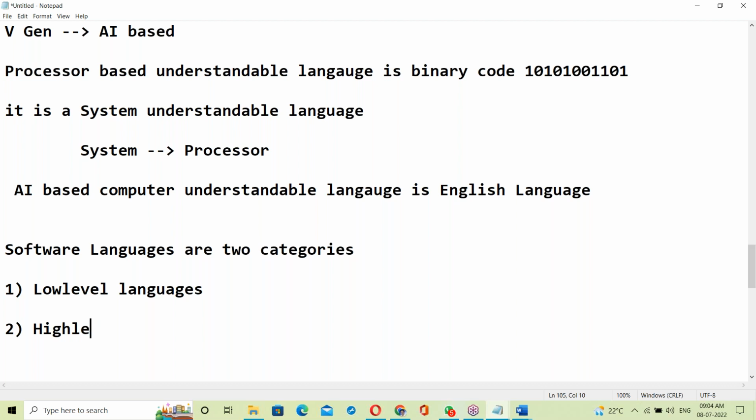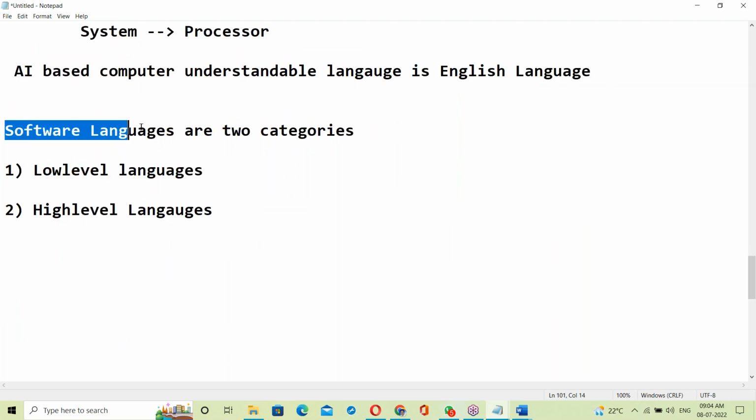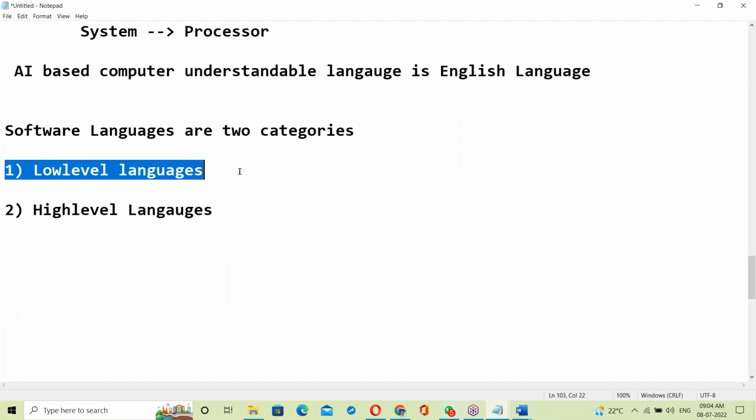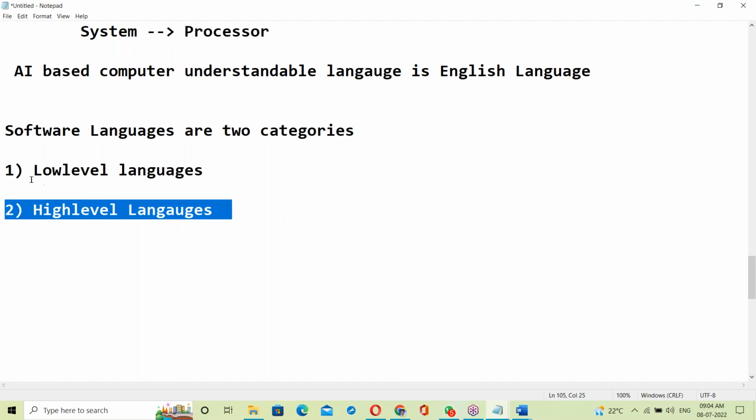Second one, high level languages. Low level and high level languages. That's it here. Okay. So software languages are two categories. First one, low level languages. Second one, high level languages.